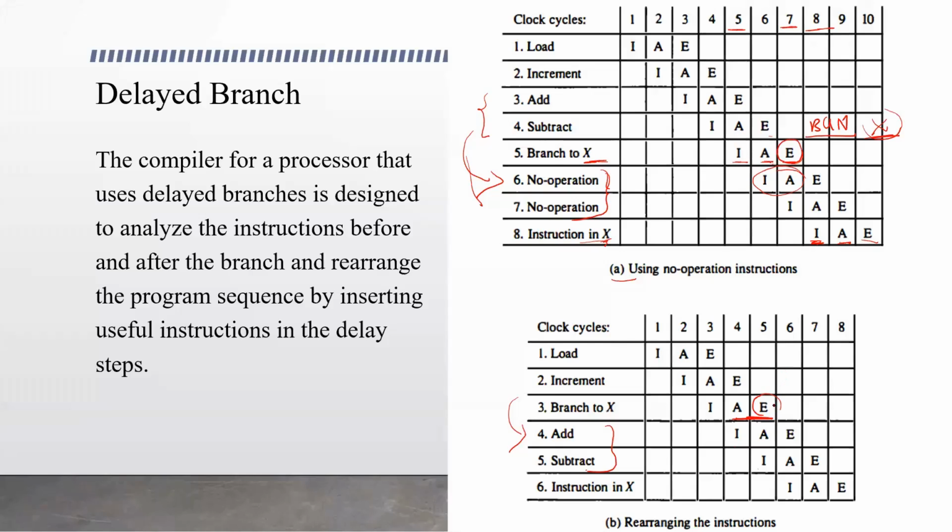And then, once the branch address is known during the fifth cycle, the branch target instruction, that is the instruction in location X, can be executed during the sixth clock cycle. So at this cycle, the target instruction is loaded, fetched, then decoded and executed.